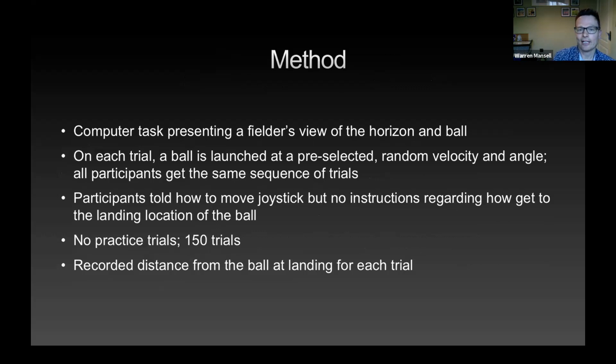So in-house, our software designer, Lee, created a computer task where you see the fielder's vision of the horizon and the ball, and you move a joystick in 2 dimensions on the field to try and be in the right place to catch the ball. On each trial, the ball's launched from a new pre-selected but randomly generated velocity, so that everyone gets the same sequence of trials, but they're completely unrelated to each other.